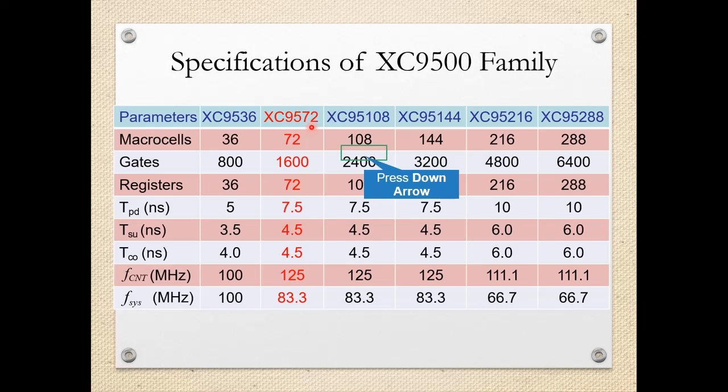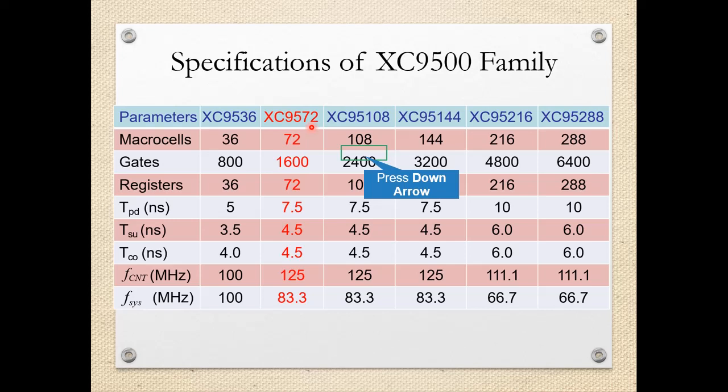number of macro cells. Like in 9536 we have 36 macro cells. In 9572 we have 72 macro cells, like 108, 144, 216, 288. So as per the size of the design to be embedded or targeted, we can select a particular chip in this particular family. Based on the size of the design, this 72 indicates the macro cells, and also the gate capacity is also specified over here.